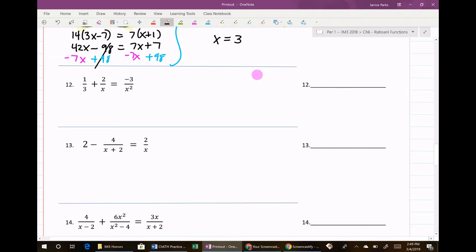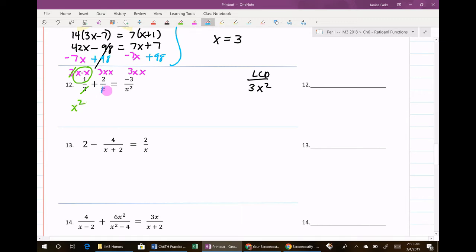For number 12, your LCD is going to be 3x squared. So I'm going to multiply this by 3x squared. I'm going to go ahead and multiply the 3x squared like this. You can multiply it however you want. The reason I'm doing that is so I can just cancel out one at a time. So here I'm going to cancel out the 3. And I'm left with x times 1.